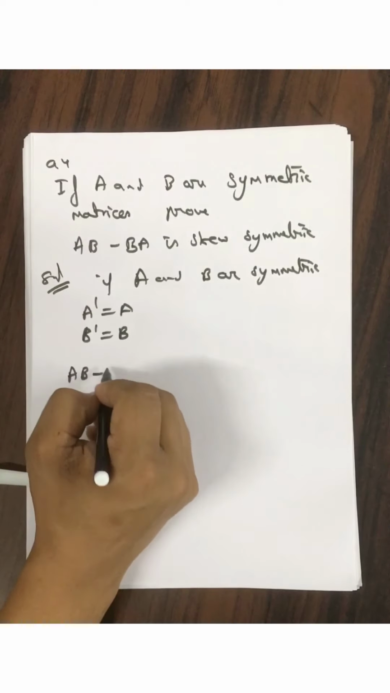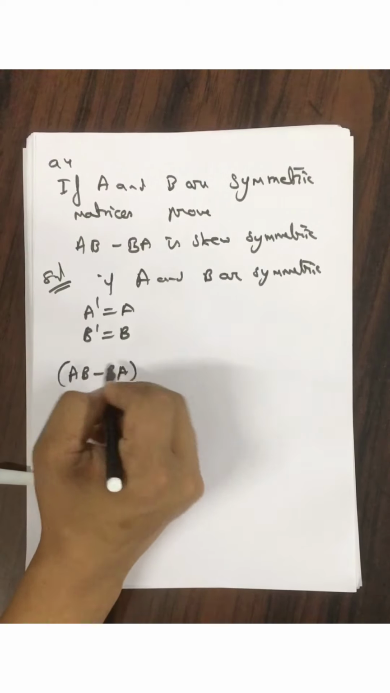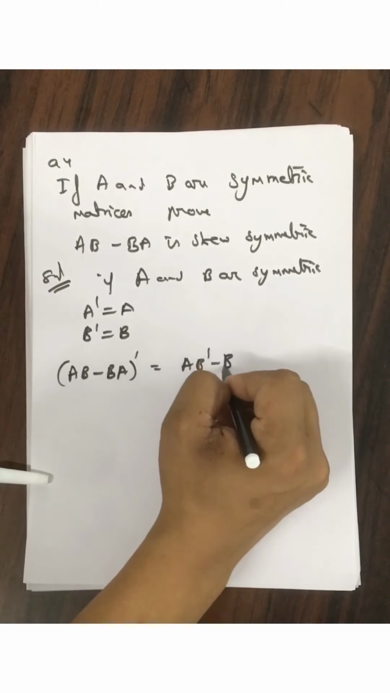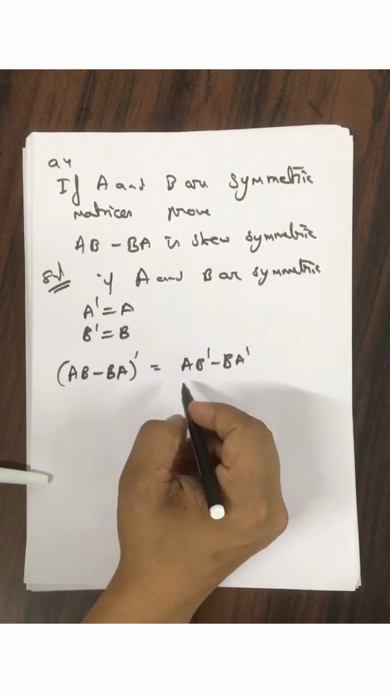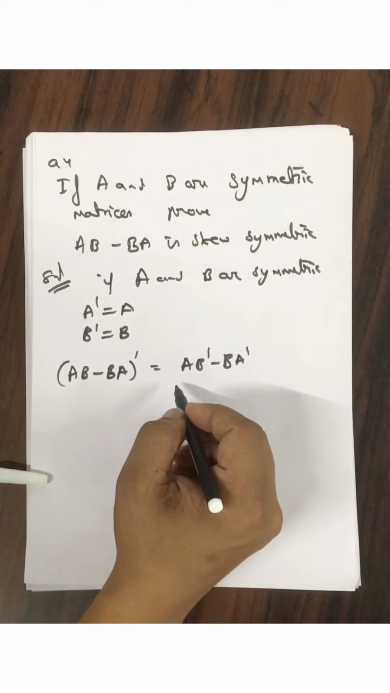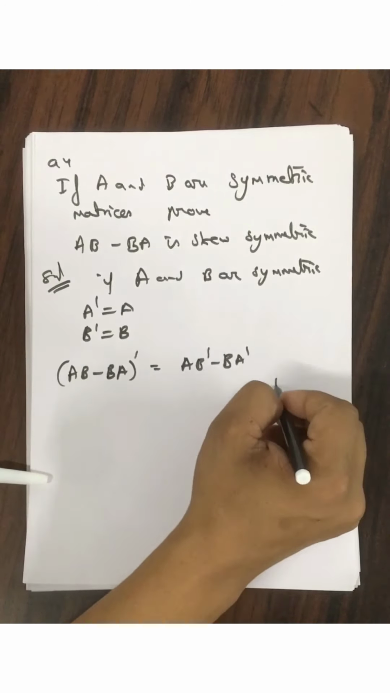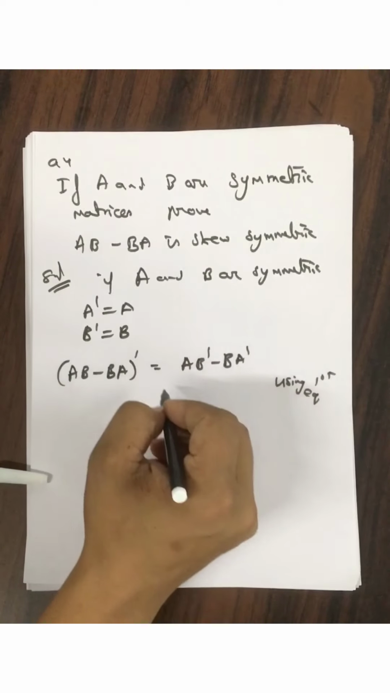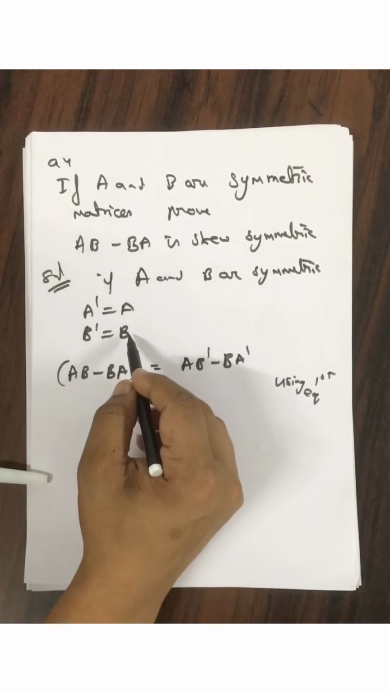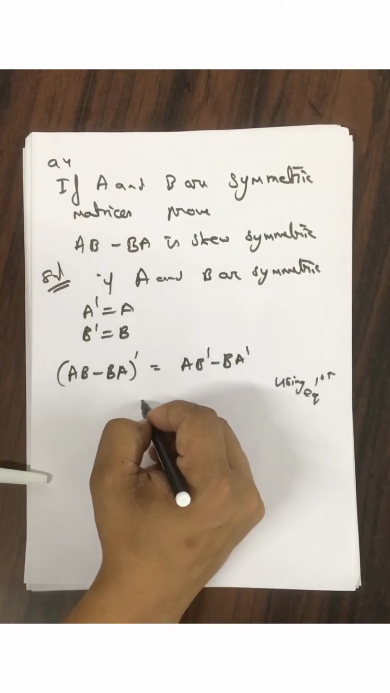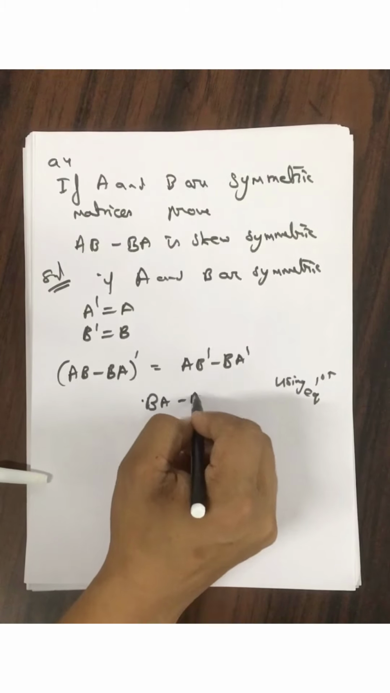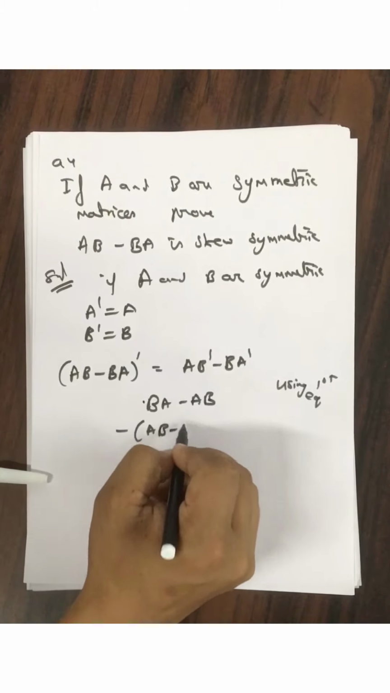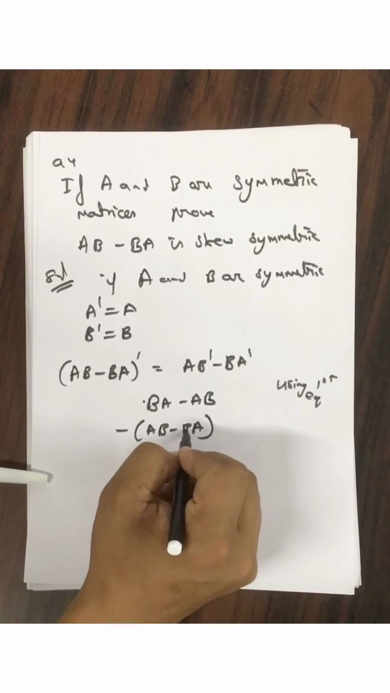So (AB minus BA) transpose equals AB transpose minus BA transpose. Agree? Yes. Using the first equation, what happens? A dash is A and B dash is B. Put it over here. It will be BA minus AB. Take common minus: minus (AB minus BA). Correct?